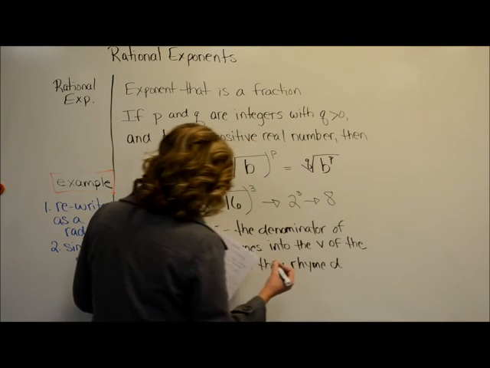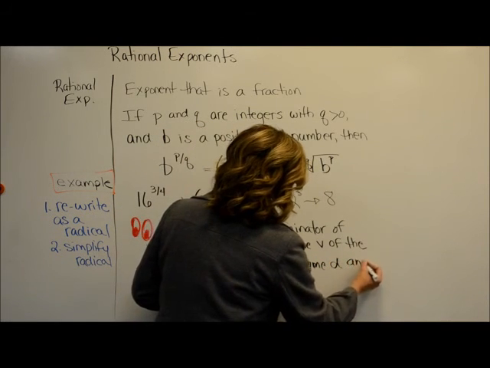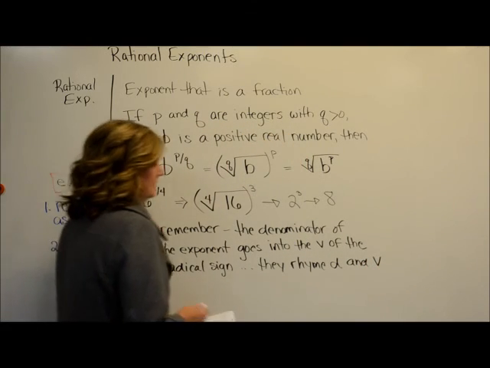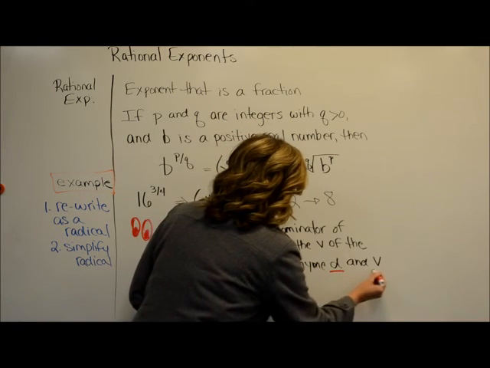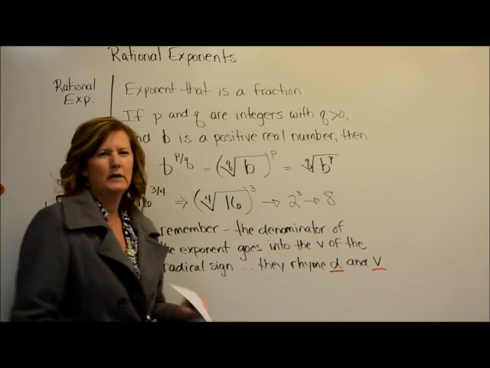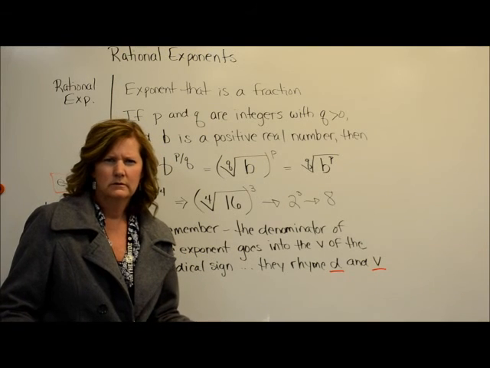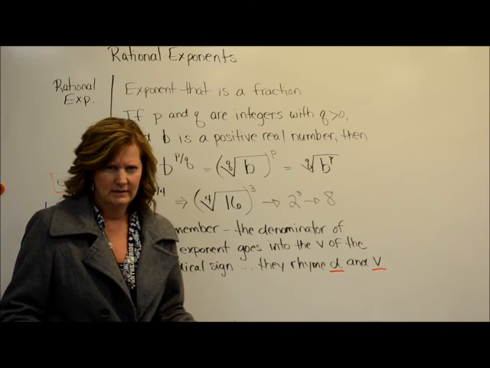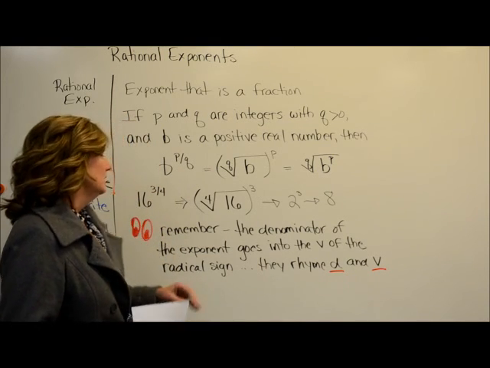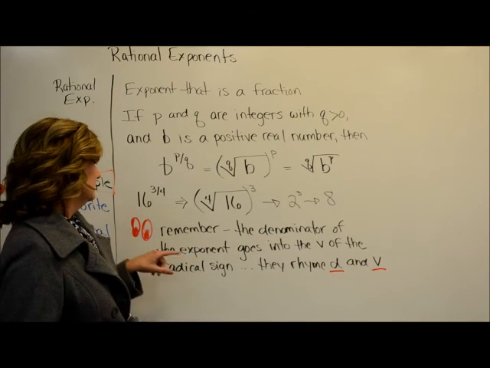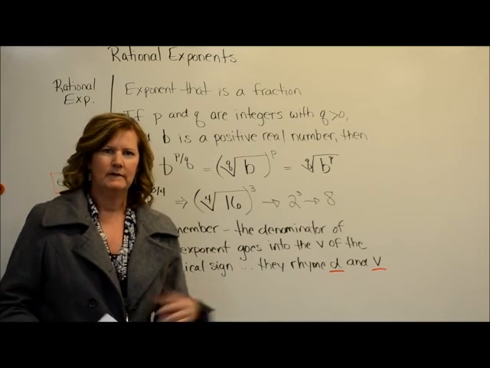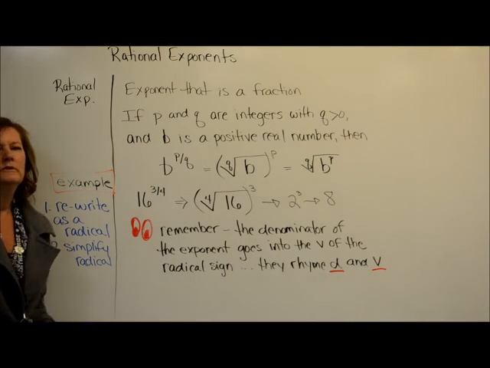D and V. Okay, they rhyme. D and V. Okay, and this is only when you have a fraction. Not true if you had 4 over 1, then that doesn't make any sense, right? So it's only true with a rational exponent. The denominator of the exponent goes into the V of the radical sign. They rhyme, D and V. All right, get these notes down. I'm going to erase.